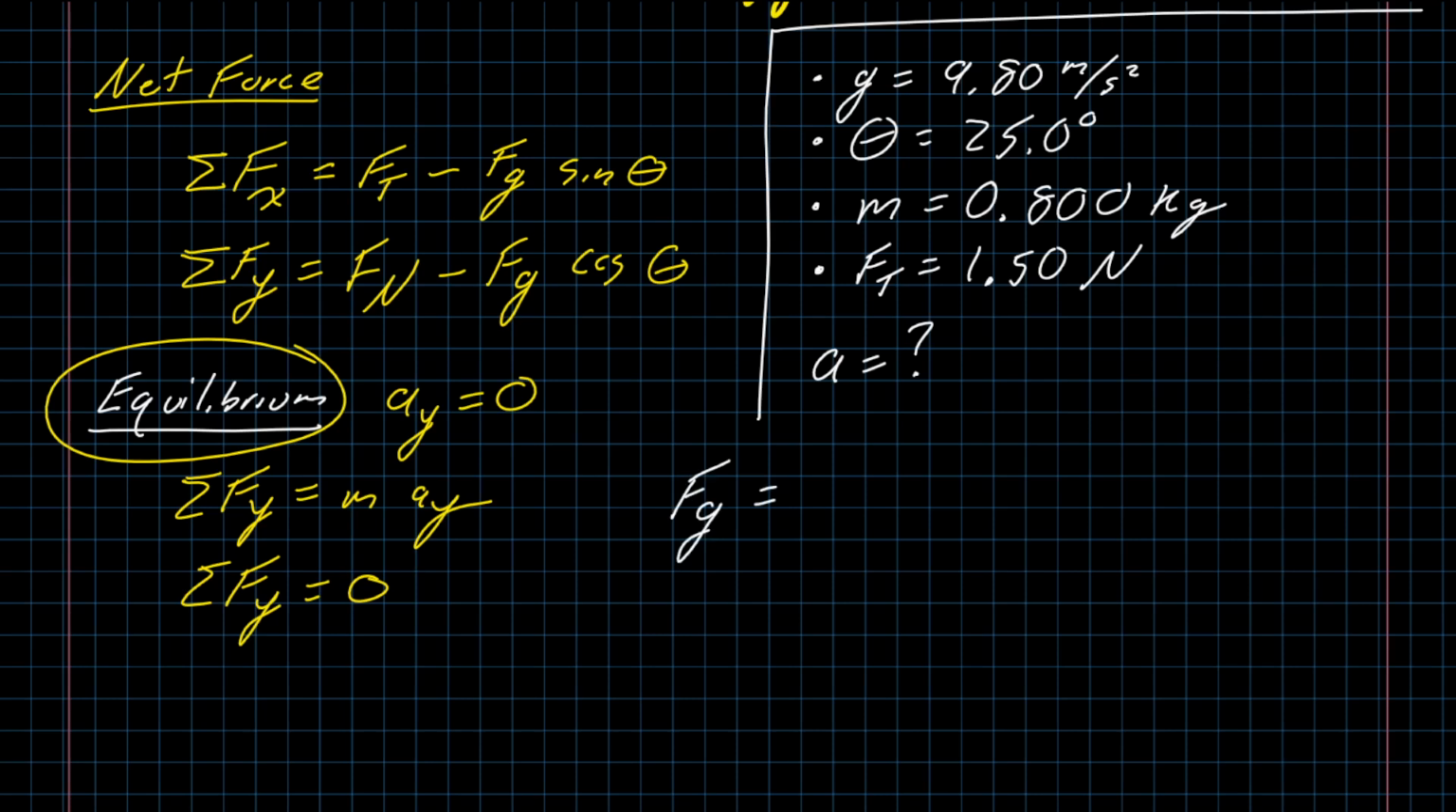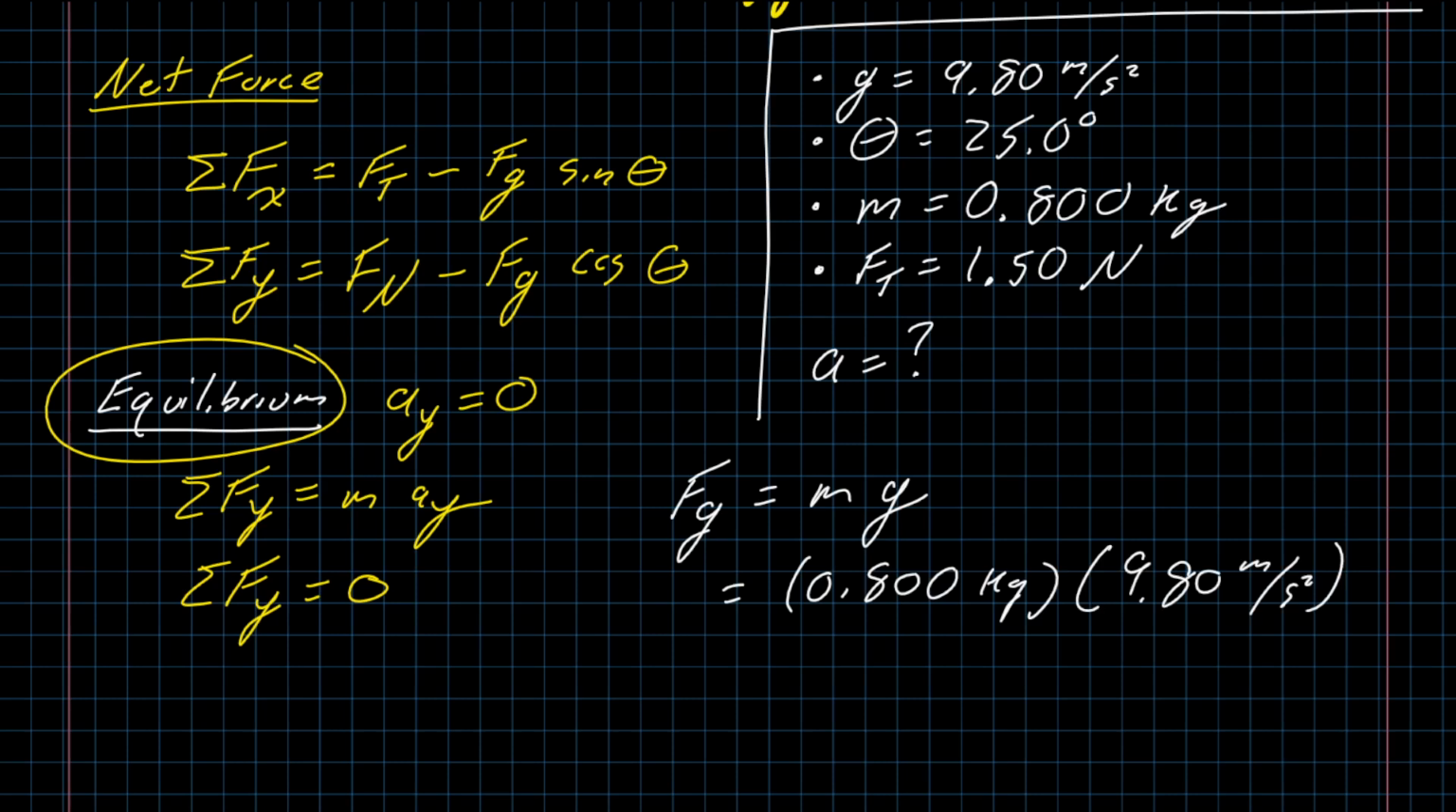Well, force of gravity is mass times gravitational acceleration. You sometimes have to worry about positives and negatives, but we have the negatives built into our equations here, so I'm not going to put it here as well. But we have our mass, 0.800 kilograms. We have our acceleration, 9.80 meters per square second. We have our calculators. My calculator tells me that this force is going to be 7.84 newtons.